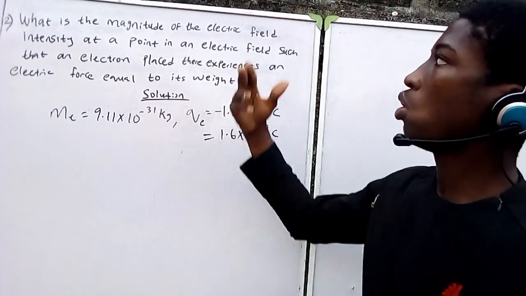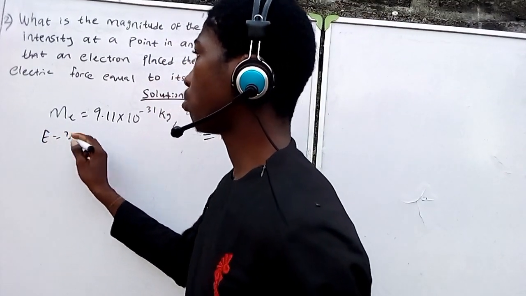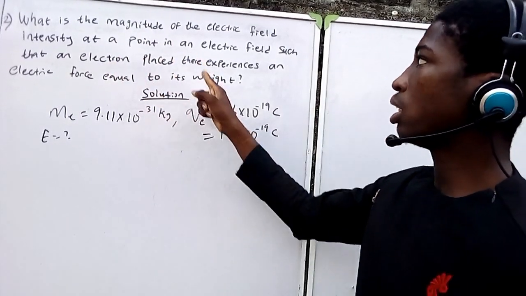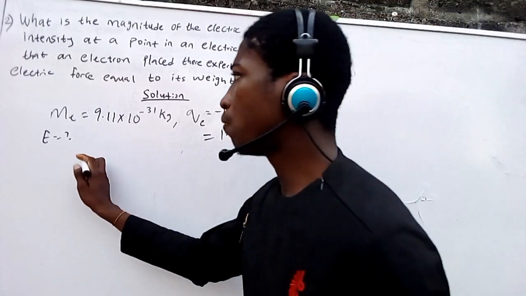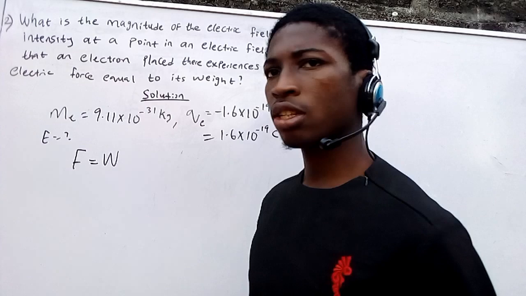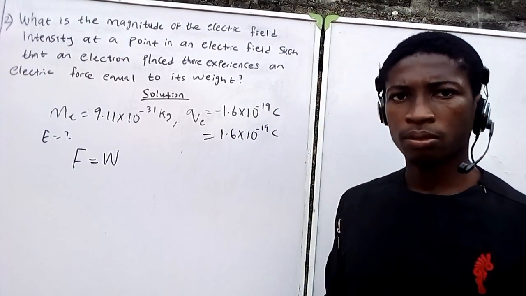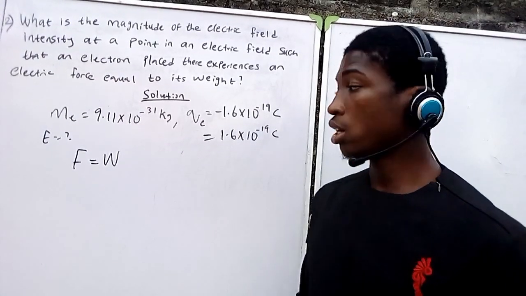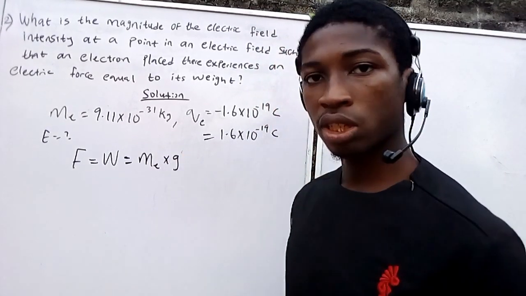Now let's read the question again. What is the magnitude of electric field intensity? That is E. At a point in the electric field, so that an electron placed there experiences an electric force equal to its weight. The electric force, let's call it F, is equal to its weight. What is the weight? Now remember that weight is equal to mass times acceleration due to gravity. The mass of the electron times acceleration due to gravity.